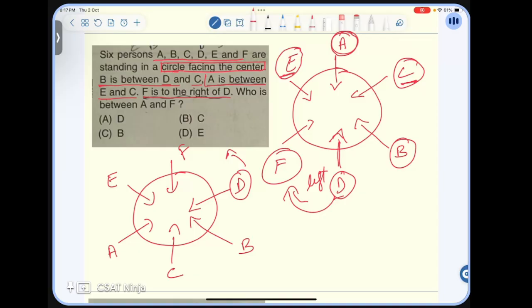What is asked? Who is between A and F? Who is it? E there. So the option here is option number D, which is E.